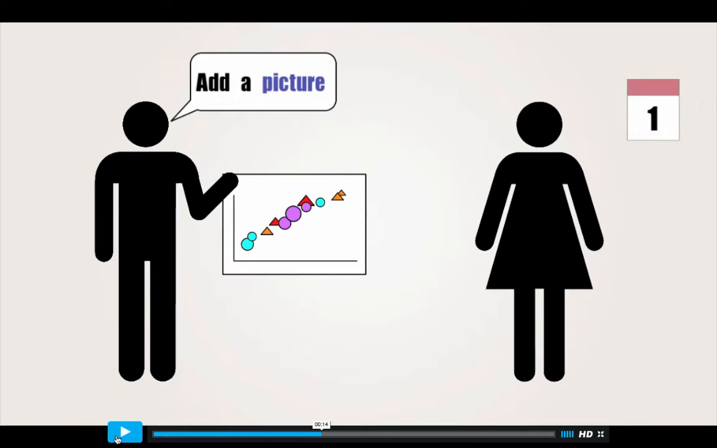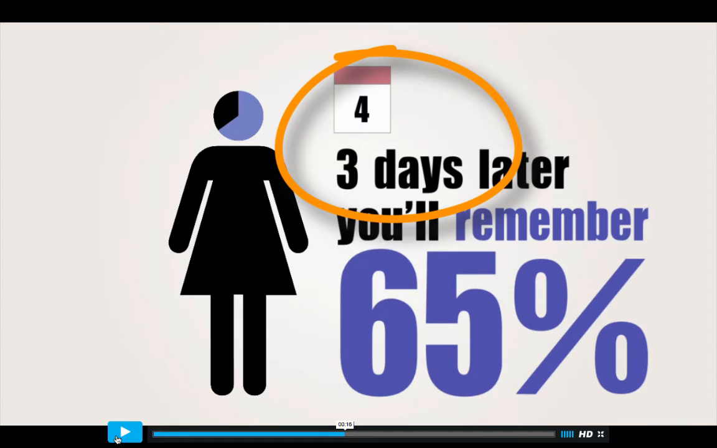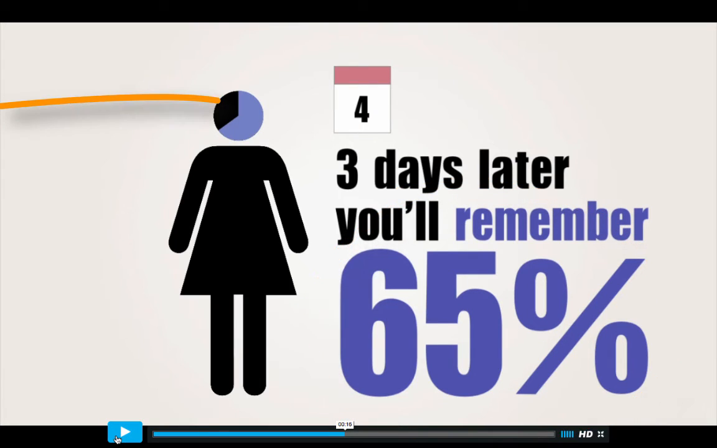Now, to explain how words and pictures work together, we see this same thing. We add a picture, you see the little 1 there in the calendar. And now we see that 3 days later, again, our calendar number changed with the text of the 3 days. We have the 65% statistic nice and big, as well as the pie chart, 65% represented in our receiver's brain.